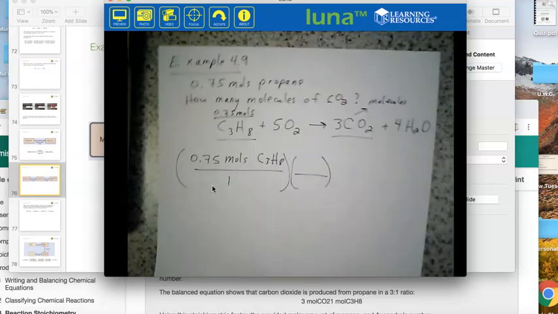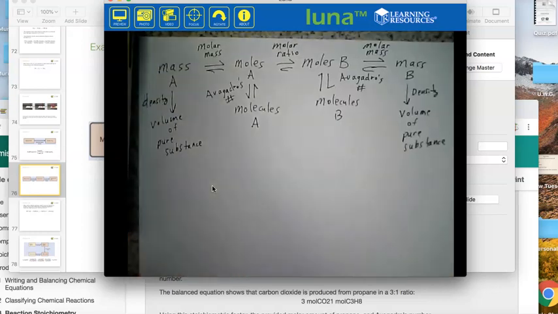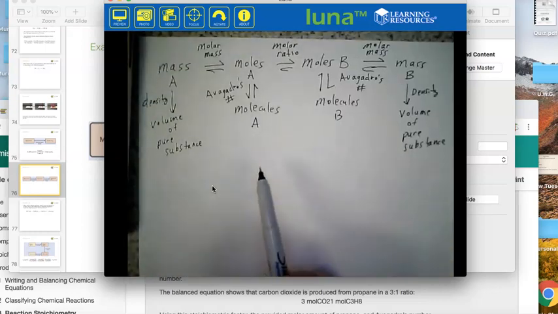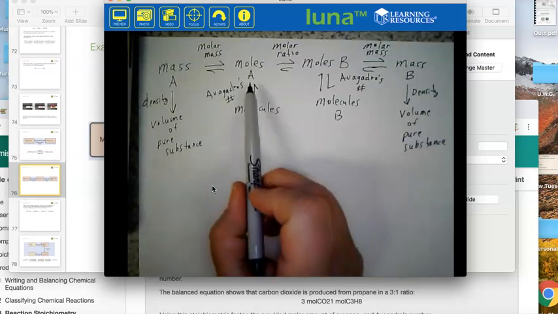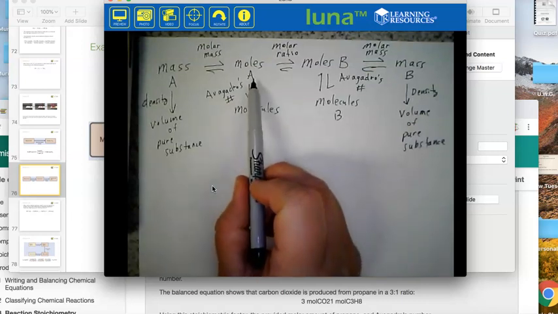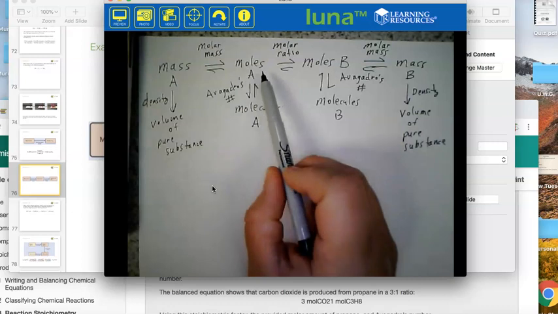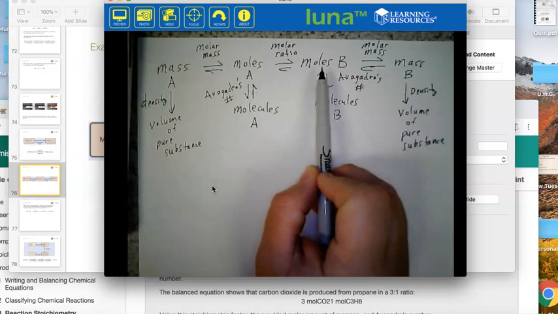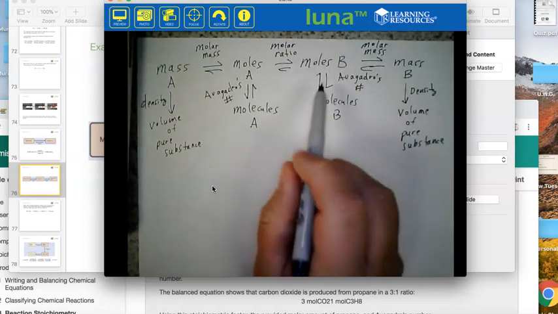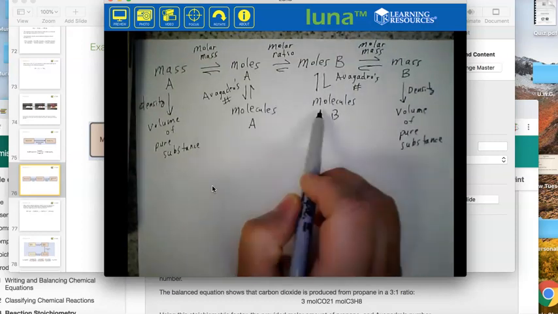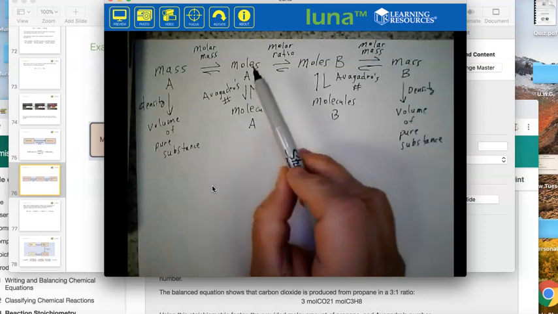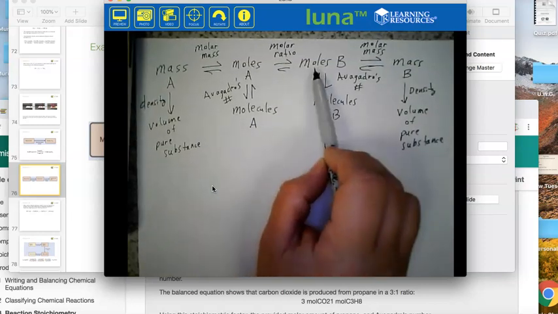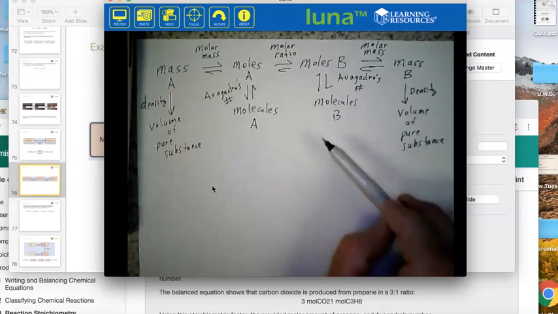So let's bring back our flow chart here. I'm starting out with moles of A, we'll call this moles of propane, and I want to go from moles of propane to molecules of CO2. So first I have to convert moles of propane to moles of CO2, and then I can go to molecules. I can't do it in one step. I need to go from moles of one thing to moles of another, and then I can go to molecules.